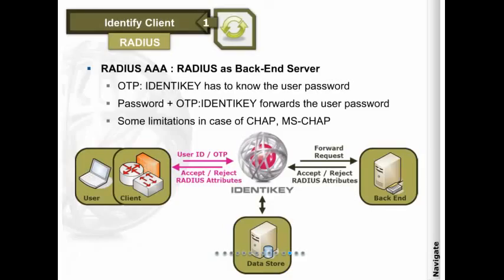Method 2, login with password and OTP. Using this method, the user enters his static password and OTP at each login. Identikey server validates the OTP and if correct, forwards the static password to the Radius server.